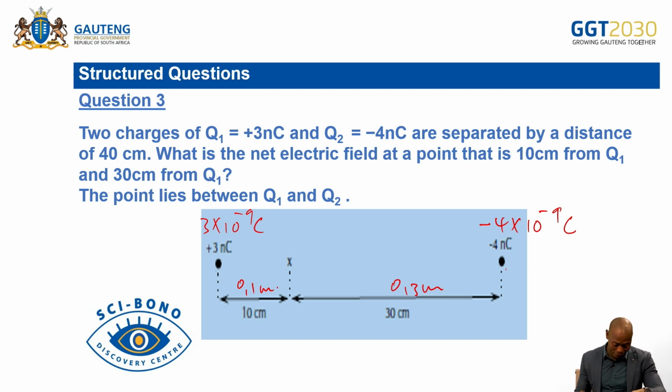So here, what are they looking for? What is the net electric field? So now they talk of the net electric field at a point that is 10 centimeters from Q1 and 30 centimeters from Q2. So they're talking about a point here, right? We should know that a point is always positive, unless you are told that the point is negative. But if they just say it's a point, you should know that the point is always positive. All right. So this is a positive point.